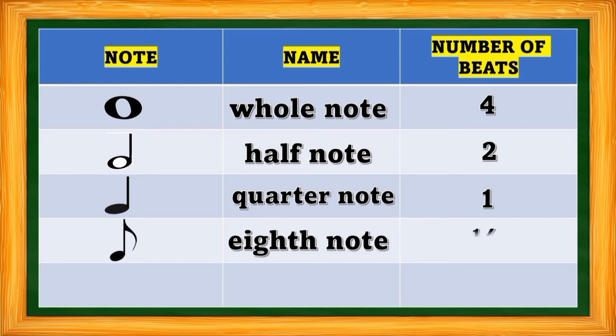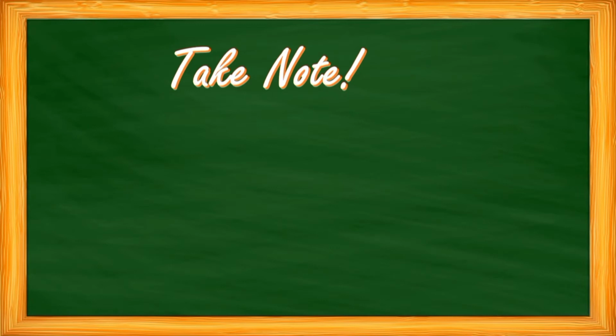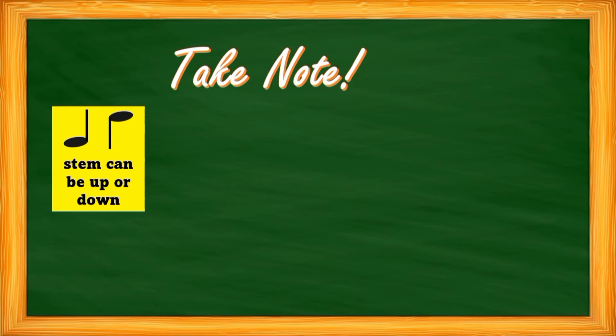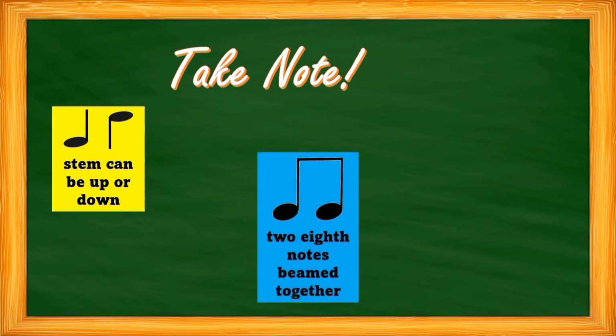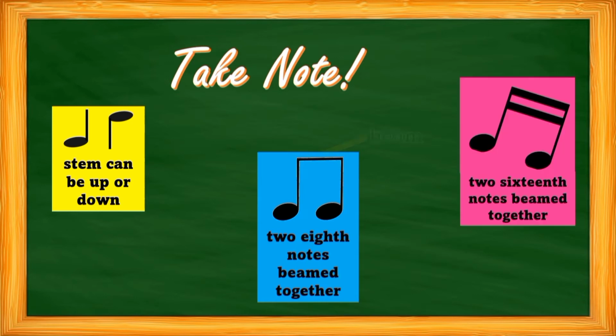Number of beats, 1/2. Last one is like a shaded note with 2 flags or beams, and that is what we call the 16th note. The number of beats, 1/4. Take note of these following. Stem can be up or down. We have 2 eighth notes beamed together, like that example. And we have also 2 16th notes beamed together.